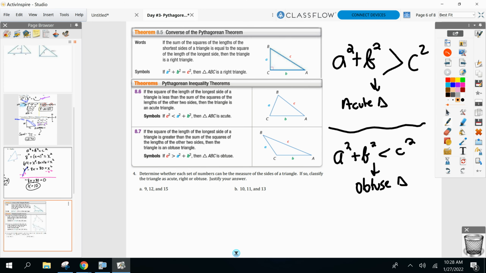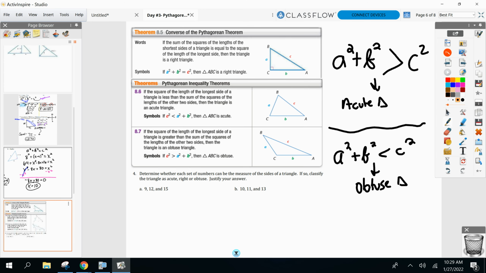Now, whoa, aren't I missing a scenario here? I got greater than c squared and less than c squared. What scenario am I missing here? Equal to. Well, what if they're equal? You've been doing that all your life. That's right. What type of triangle do I need for Pythag? A right triangle. So if they end up being equal, it's a right triangle.